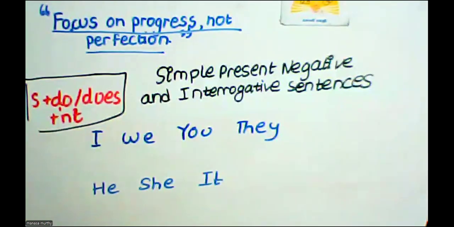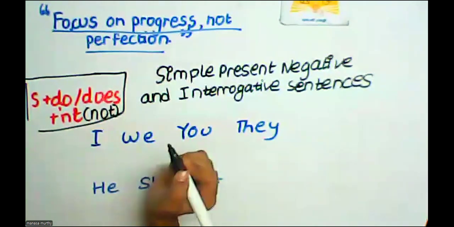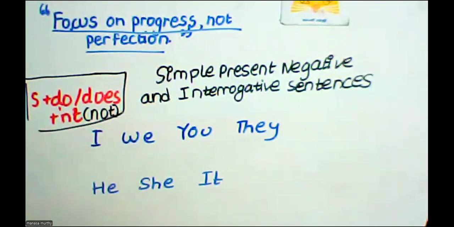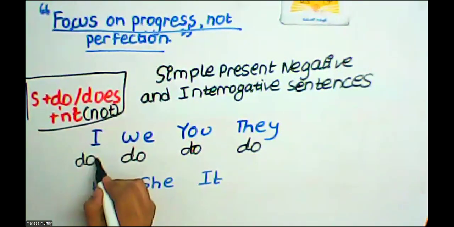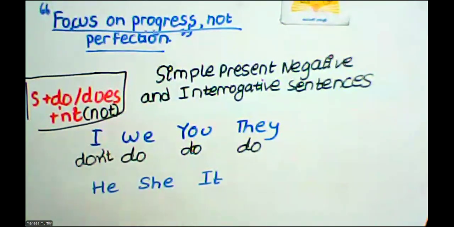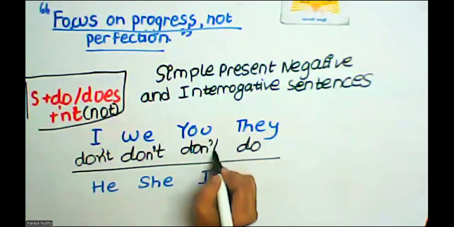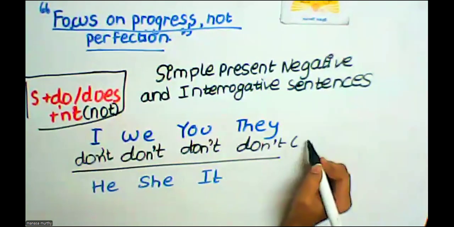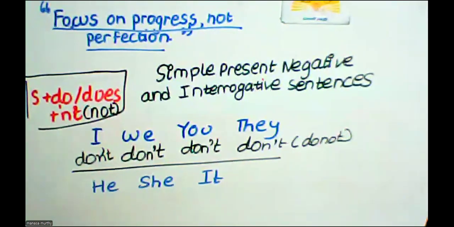Subject plus do or does, then n't. What is this n't? It denotes not. Instead of using not, I would be using n't, the contracted form. When it comes to I, we, you, they, we use this do form of the verb. Along with that, we write don't, which is the negative form. They don't, they do not. They do not tell lies.